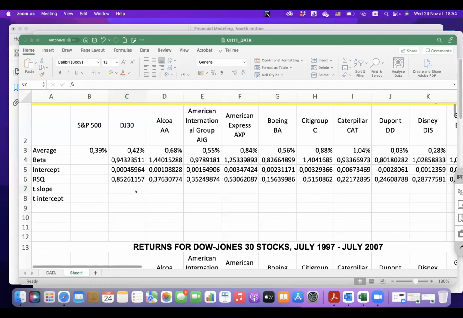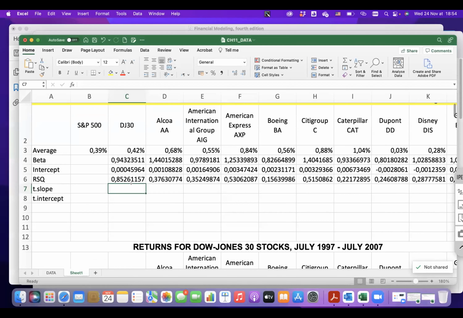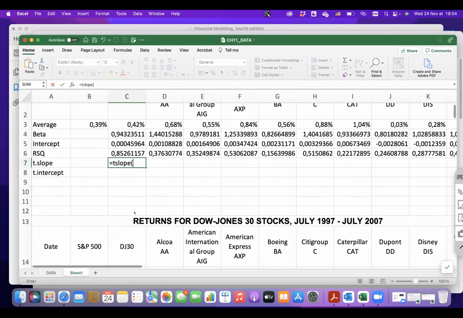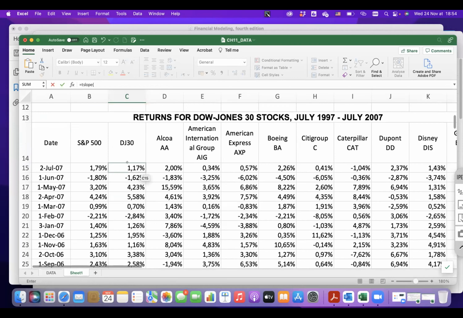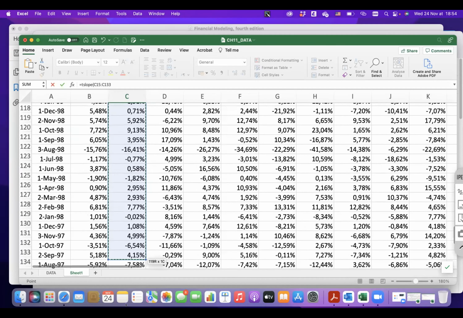نرجع الحين للمايكروسوفت إكسل حقنا لحق التمارين. Let me just share my screen with you. So we have T slope here. We go to DJ30 equal T slope. So as usual, we start by the Y variable or the dependent variable.